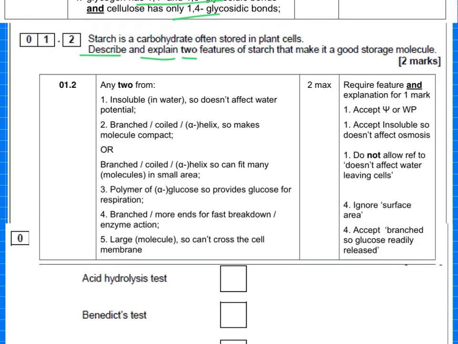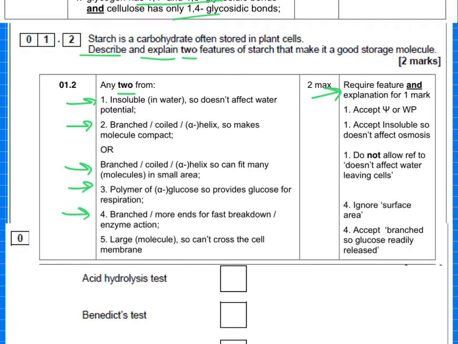So here's the mark scheme. You can see that, as it says, it requires the feature and the explanation. There's a lot of answers you can have, and it says any 2 from the following. Insoluble, so it doesn't affect water potential. Branched, or coiled, because it makes the molecule compact. You can say branched, coiled, or alpha helix, so it can fit many in a small area. Polymer of alpha glucose, so it provides glucose for respiration.